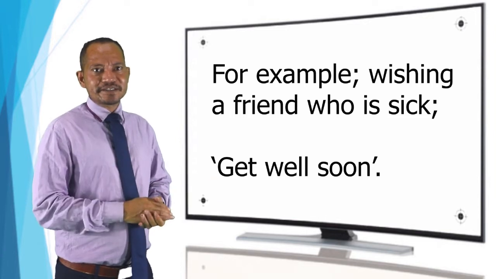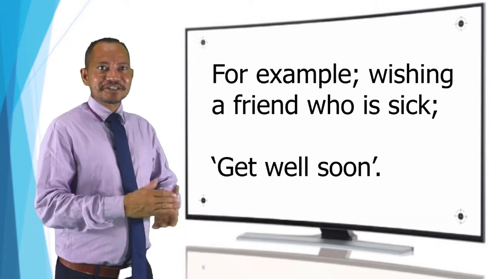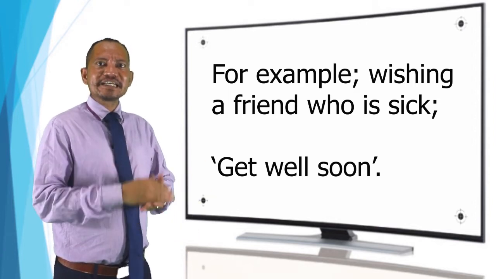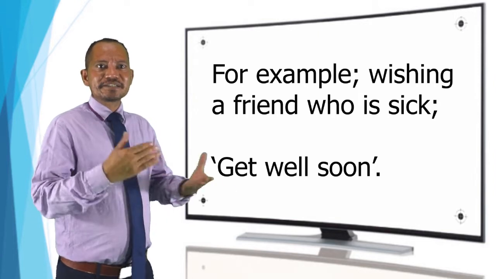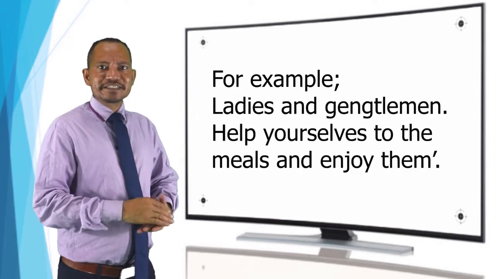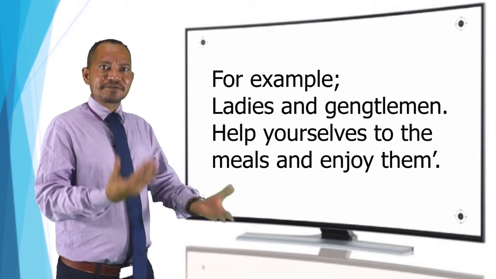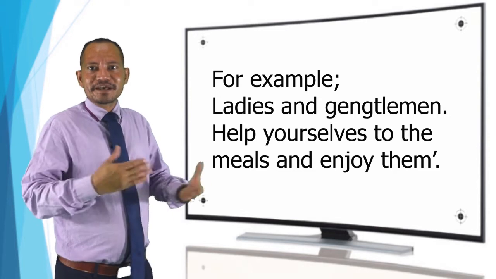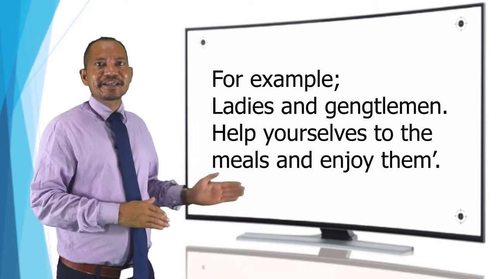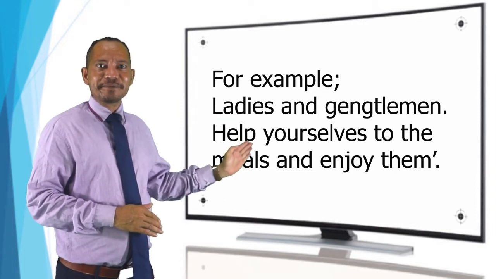So you see, in this sentence, the word get is the base form of the verb get, serves as an imperative used in this particular context, basically to wish someone, in this case the sick friend, to feel better or to get better, etc. Another example, let's imagine you are invited to a party. Then when at the party, you see that the food is already served on the table. And then you see that the owner of the party comes forward and says something like this: "Ladies and gentlemen, help yourselves to the meals and enjoy them."